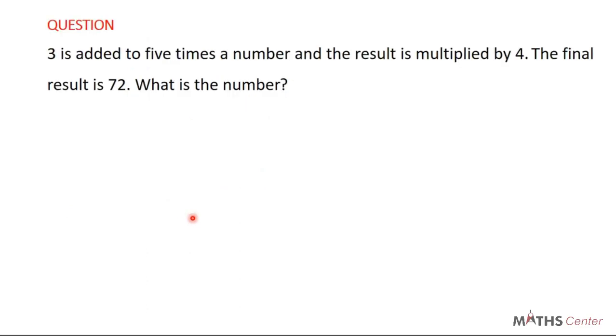Let's consider the next example. We have 3 is added to 5 times a number and the result is multiplied by 4. The final result is 72. What is the number?